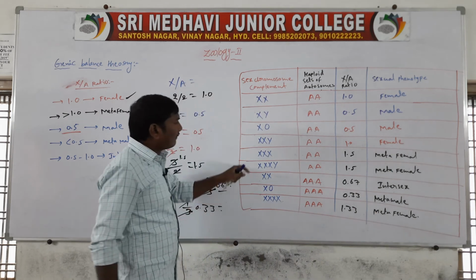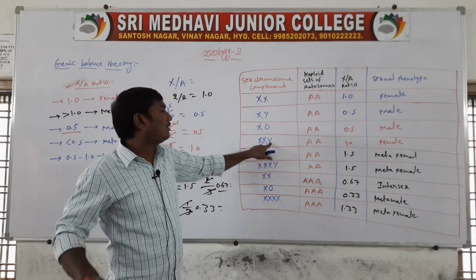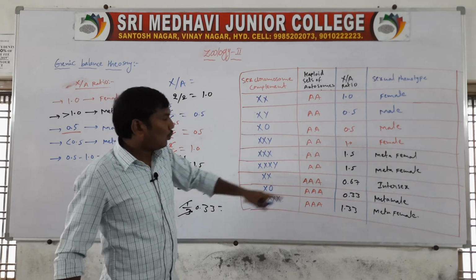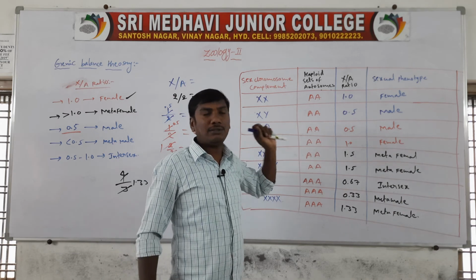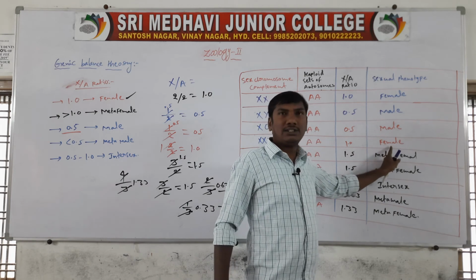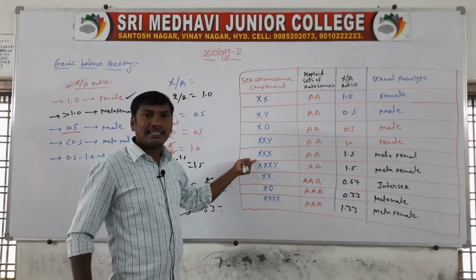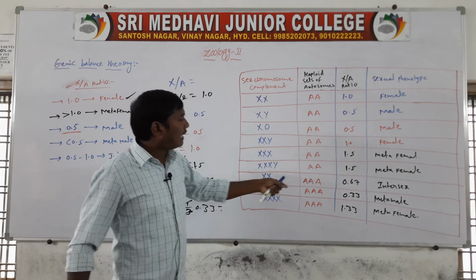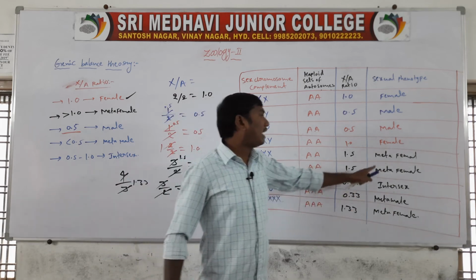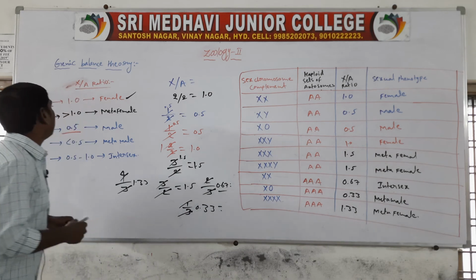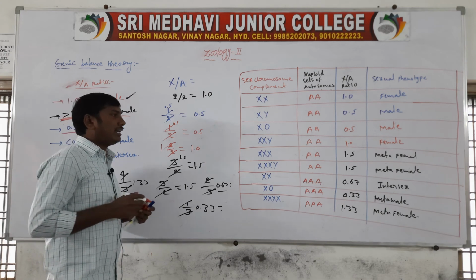Next one, number of X chromosomes only 2. Why? There is no involvement of the Y in sex determination. So 2 by number of sets of autosomes 2, 2 by 2 means 1.0, so they are called female. Next one, number of sex chromosomes 3, number of autosomes 2. 3 by 2 means 1.5. 1.5 is more than 1, and more than 1 is called meta female.